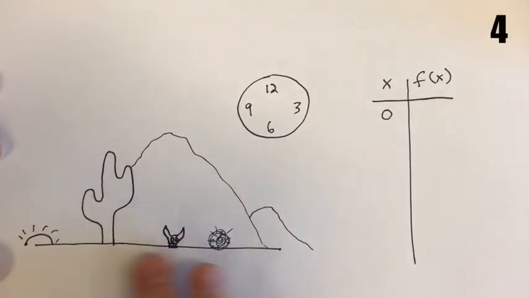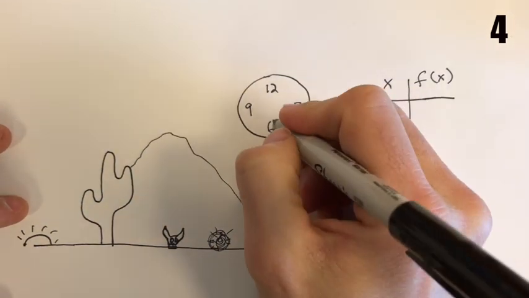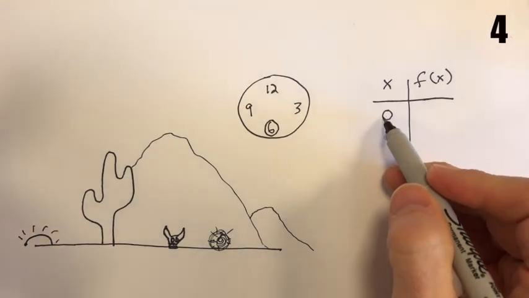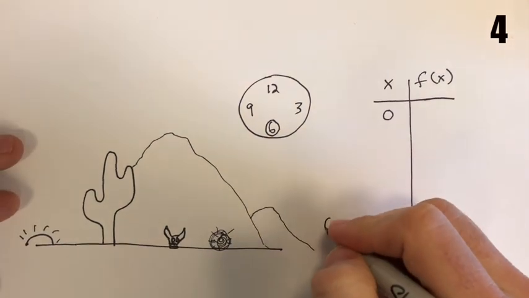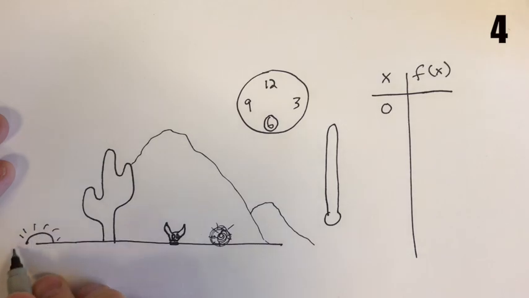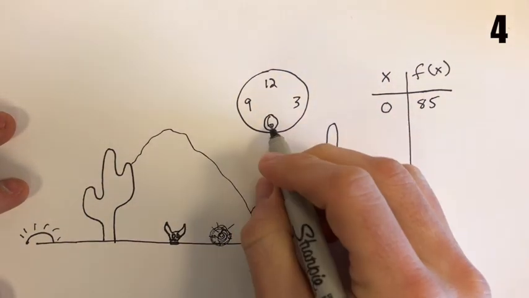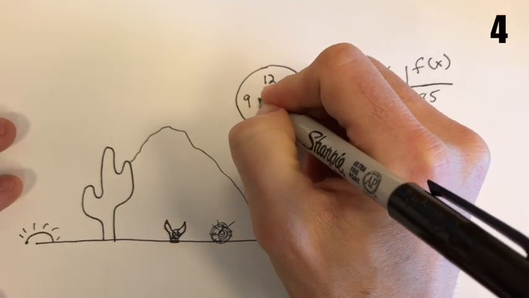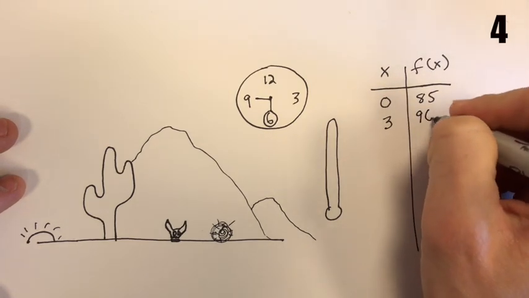All right, in this case we're in a desert, and it is 6 in the morning. We're starting our timer, so that's hour 0. And the output is the temperature. The sun's just coming up, and it's 85 degrees, 6 in the morning. 3 more hours, the clock moves over to 9 a.m., so that's 3 hours in. We're up to 96 degrees.